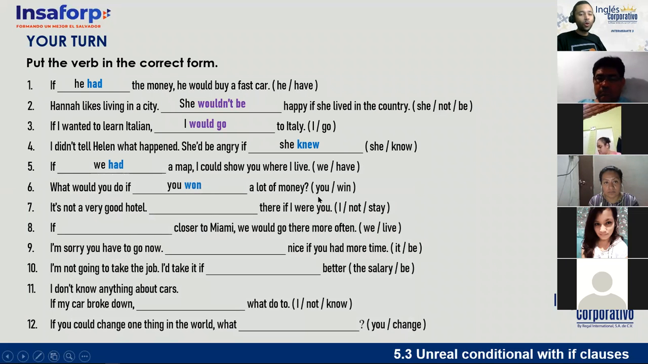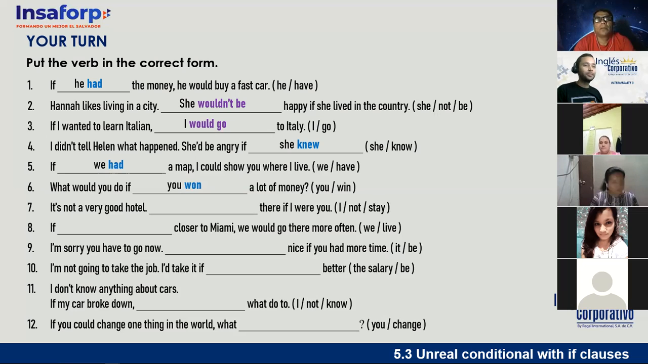So, what would you do if you won a lot of money? ¿Qué harías si ganaras mucho dinero? Very good. Thank you. Thank you, Sonia. Then number seven. Who wants to try? Number seven. Amilcar.